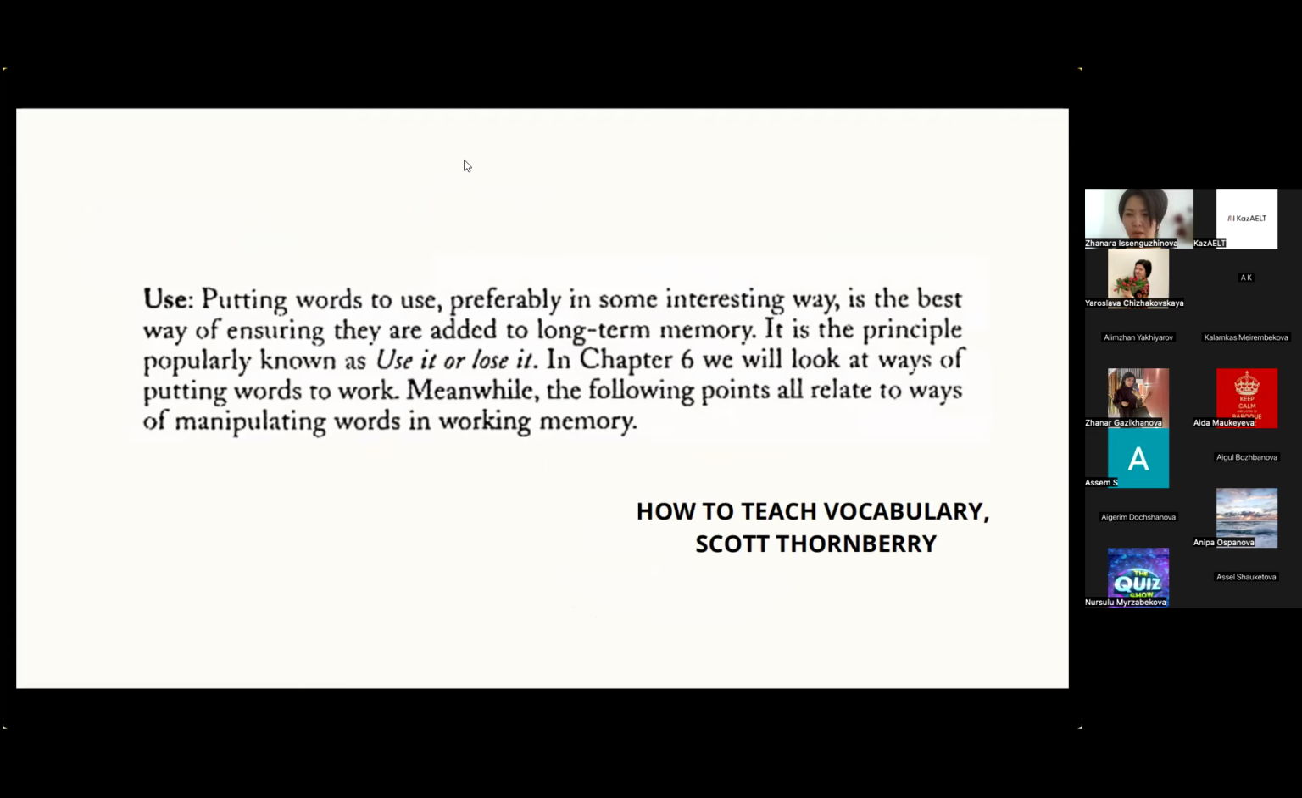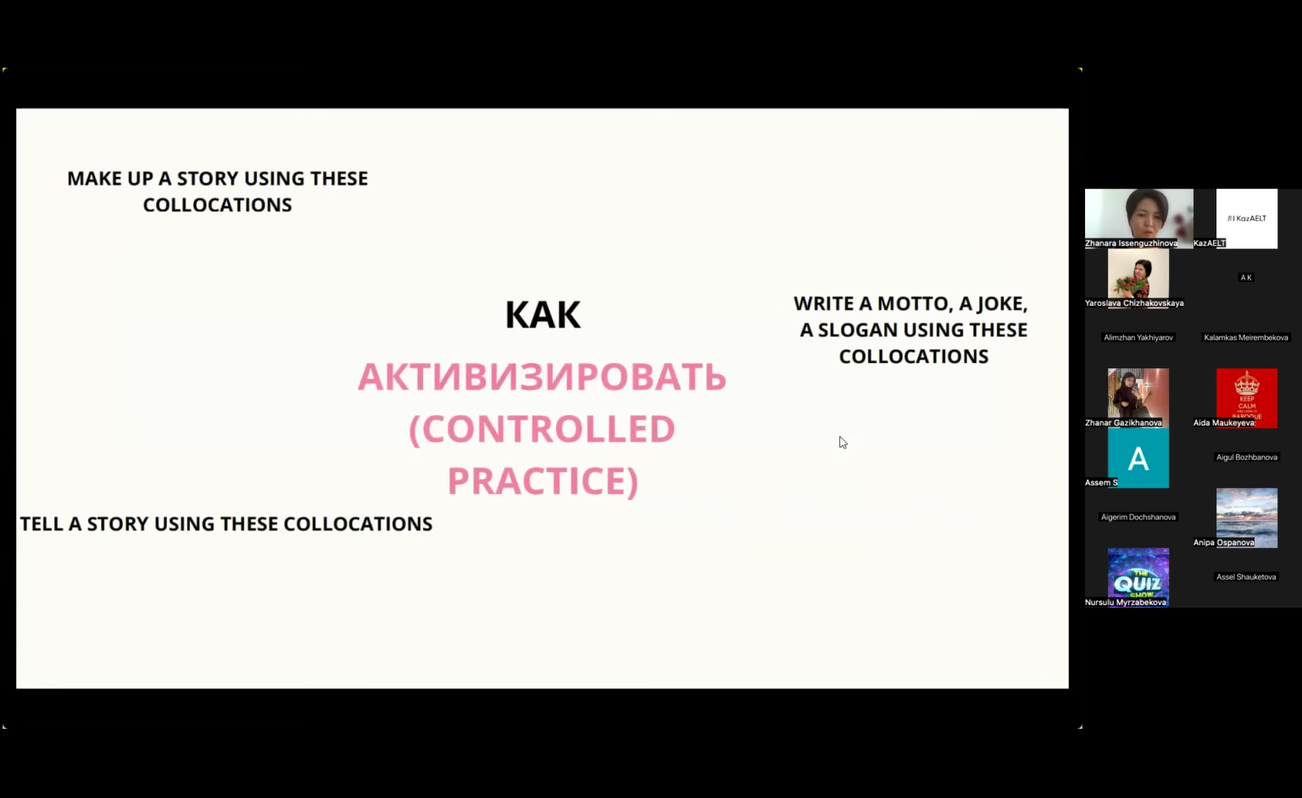As you all mentioned before, making up sentences, games, guessing, making examples, and other ways you actually mentioned. Before using that, we are doing some noticing, and then we are trying to do that. But we also have to divide it into controlled practice and freer practice. Using controlled practice, we actually force them to use these collocations, as you said: make up a story, tell a story, write a motto, a joke, a slogan using these collocations.